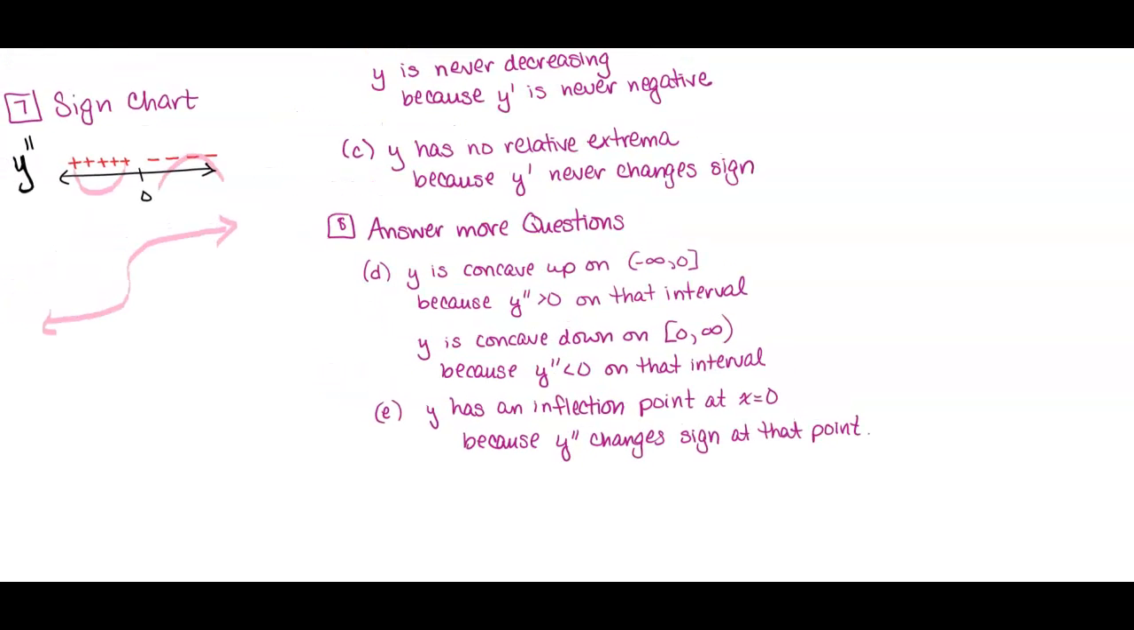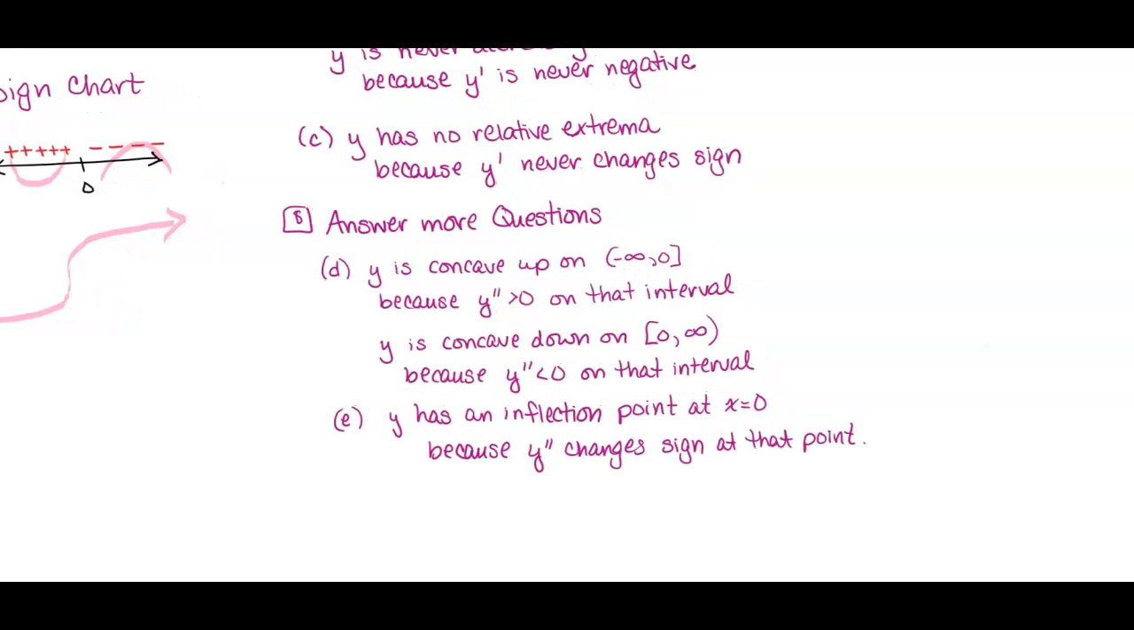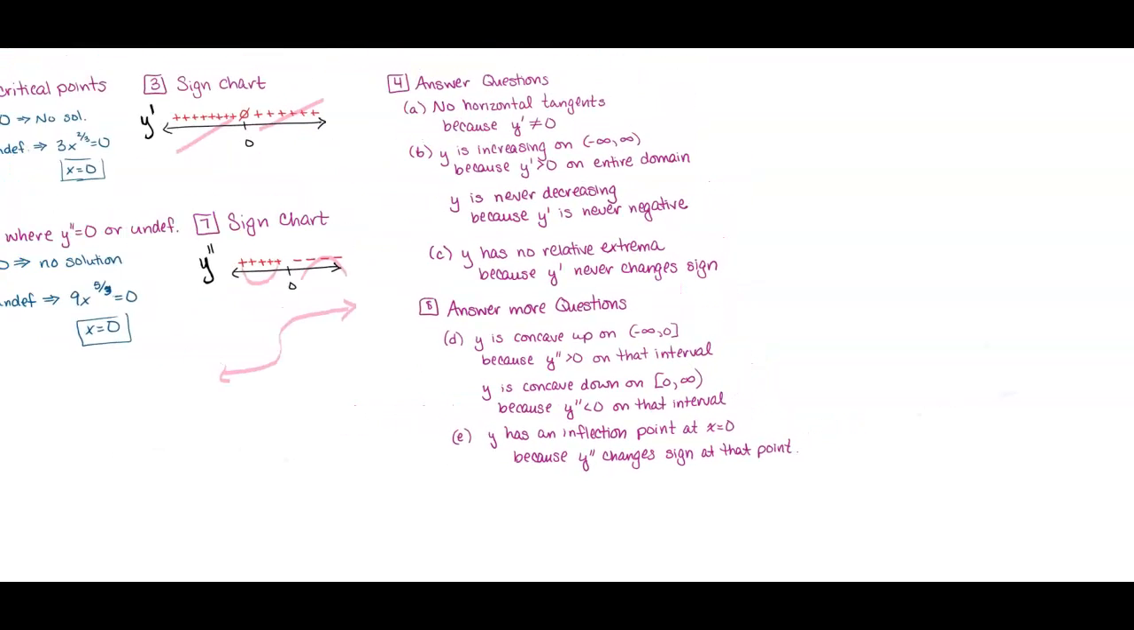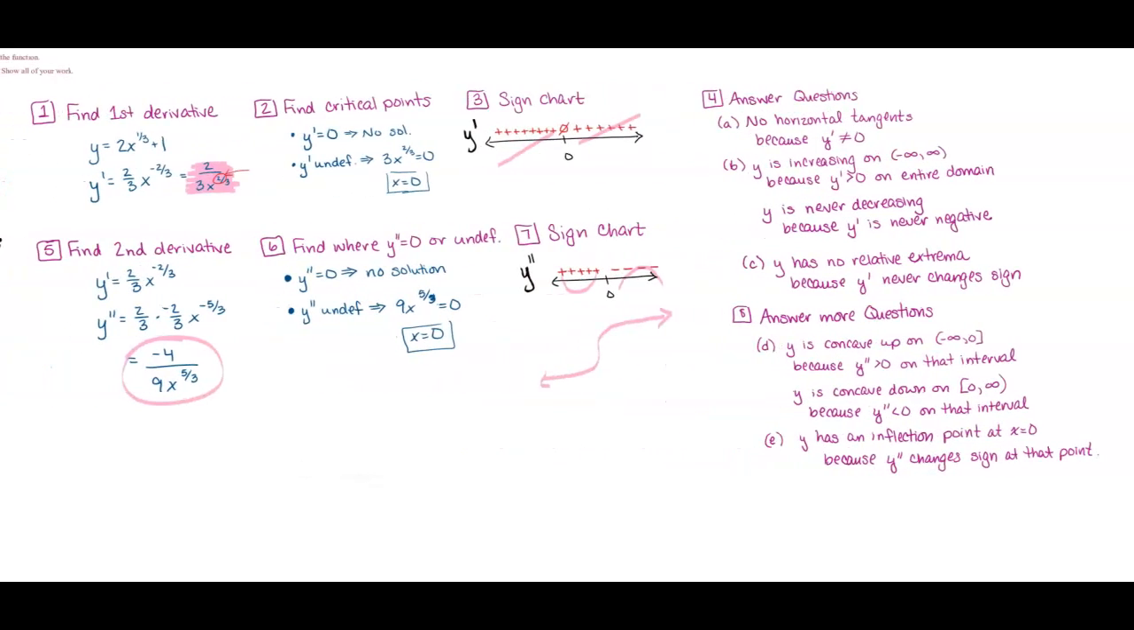So here are all my answers. Pause the video here if you need to have some time to look at this. And really what I want you to see is the big picture of 4 steps with the first derivative. Find the first derivative, critical points, sign chart, answer questions. And then those same 4 steps with the second derivative. The only difference is instead of answering questions about increasing, decreasing, maxes and mins, you're answering questions about concave up, concave down, inflection points.